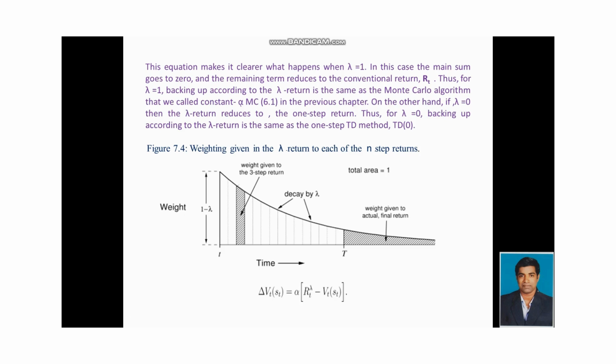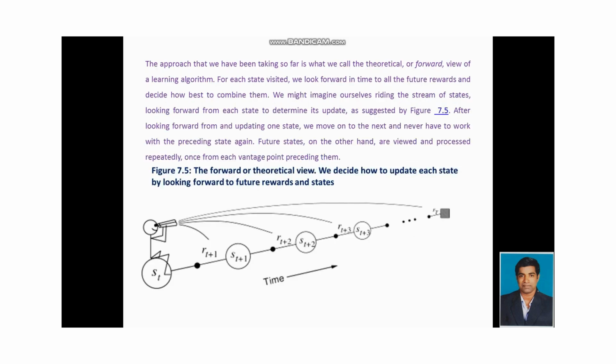The mathematical equation: delta Vt of St equals learning rate alpha times the lambda return RT raised to lambda minus Vt of St. The approach that we have been taking so far is what we call the theoretical or the forward view of the learning algorithm. For each state visited, we look forward in time. We are looking forward in time to all the futures.